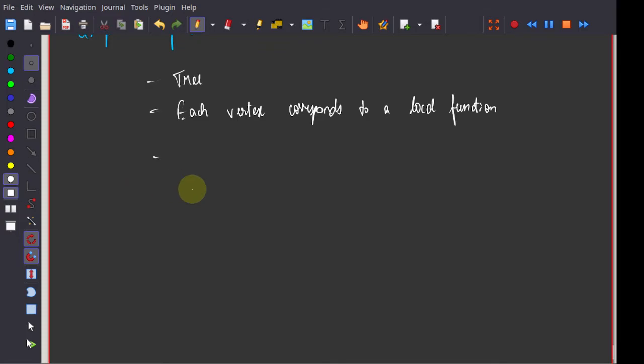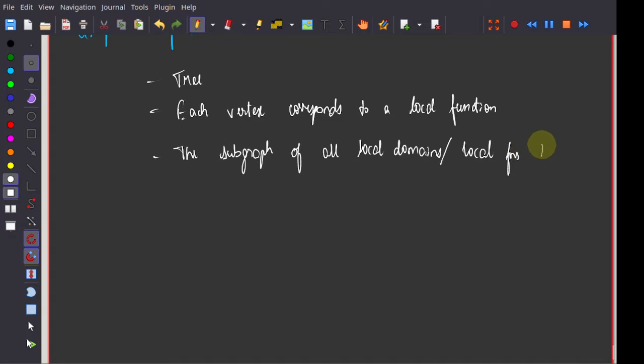If you look at the subgraph of all local domains or local functions that involve any particular variable, for every xi, if you look at the subgraph of all local functions which contain xi, so you just delete all the functions which don't contain xi, this has to be connected.